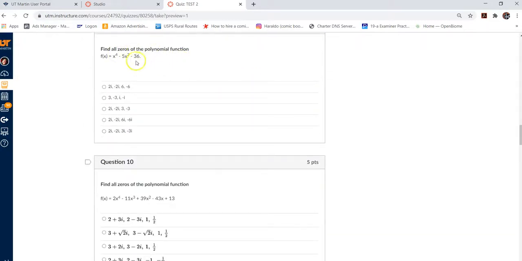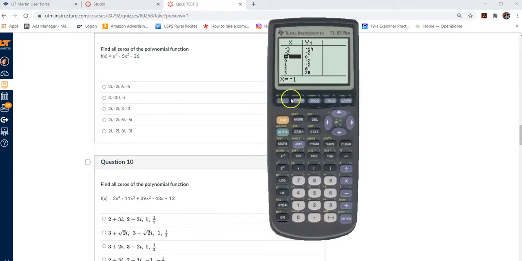All right, find all zeros of this polynomial function. All right, well, let's see if we can find out anything from the graph. So let me clear this and do x to the 4th minus 5x squared minus 36. And let's start with a zoom 6.